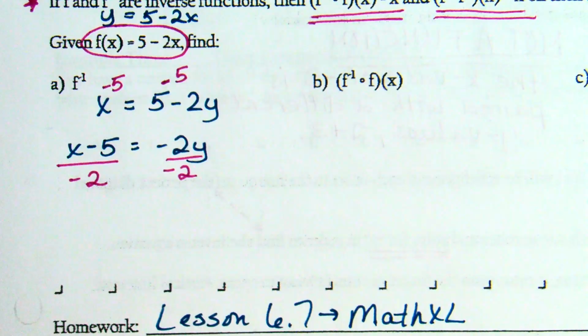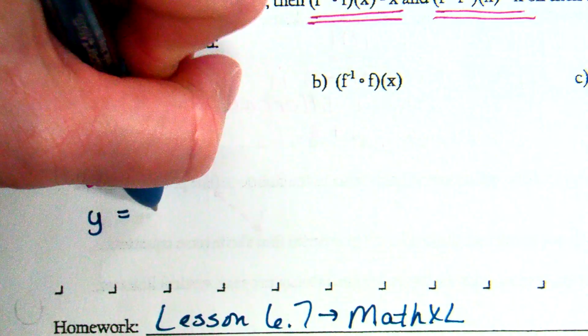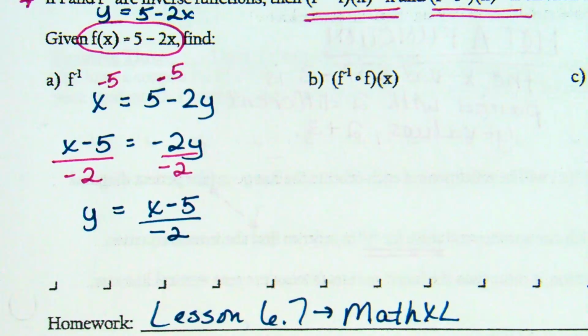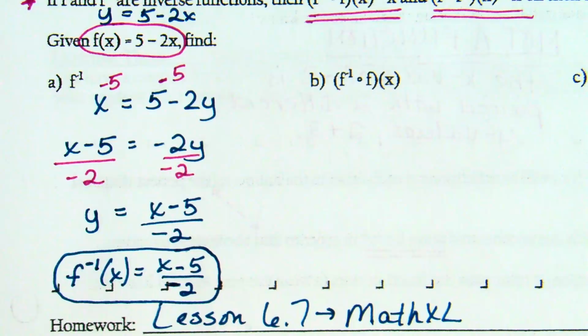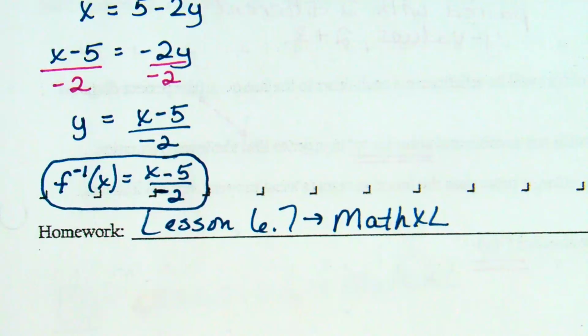Y equals, I'm just going to write it as x minus 5 over negative 2. Officially, instead of saying y equals, how should I label that? Yeah, f inverse of x equals x minus 5 over negative 2. You guys see that? I kind of started to run out of room there. Whoops. Scoot it up. Make sure I'm above the glare for virtual. Hopefully. Okay, that was part A. Just find the inverse, right?